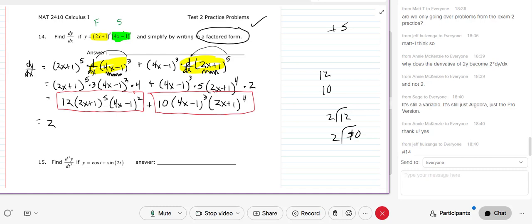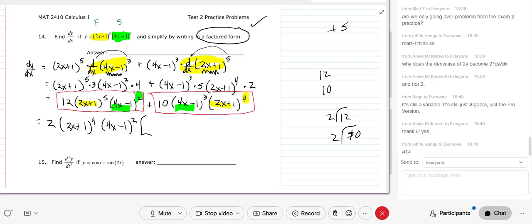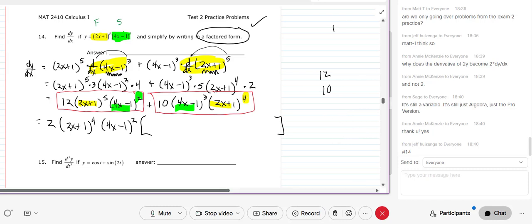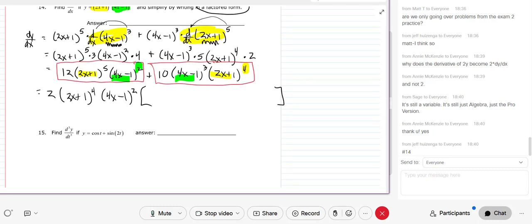And then you can also pull out 2x plus 1, but you work with the lowest exponent. So you can pull out 2x plus 1 to the fourth power, and then you can pull out 4x minus 1 to the second power. Take out the lowest. Okay, like that. So that is your common factor. And then you got to figure out what goes inside the parentheses. Okay, now you can do this in your head. I'm going to review one thing that I showed in class because I do find a lot of times students have a little bit of trouble doing this last part.